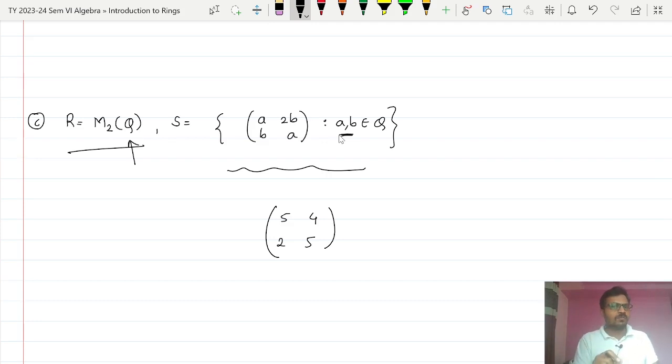Clearly it is a subset of R, right? Again, in order to show it is non-empty, we can use the identity element and we can try to check the two properties, which I leave to you. So we'll stop here. Thank you.